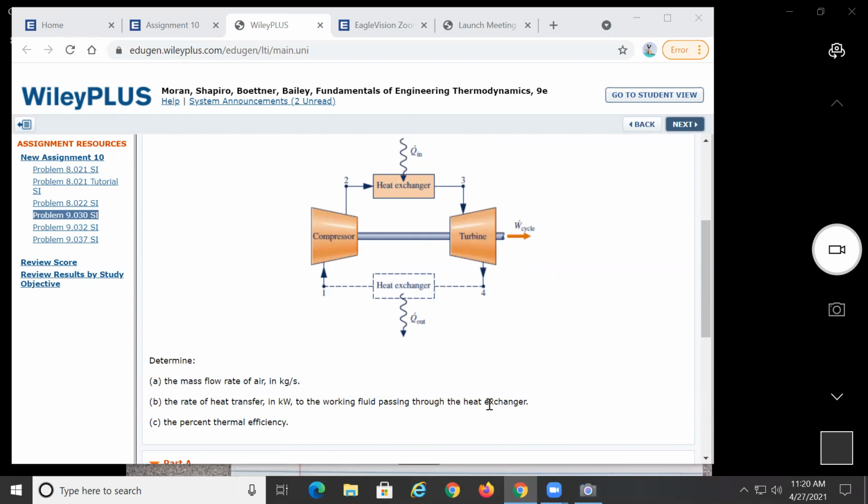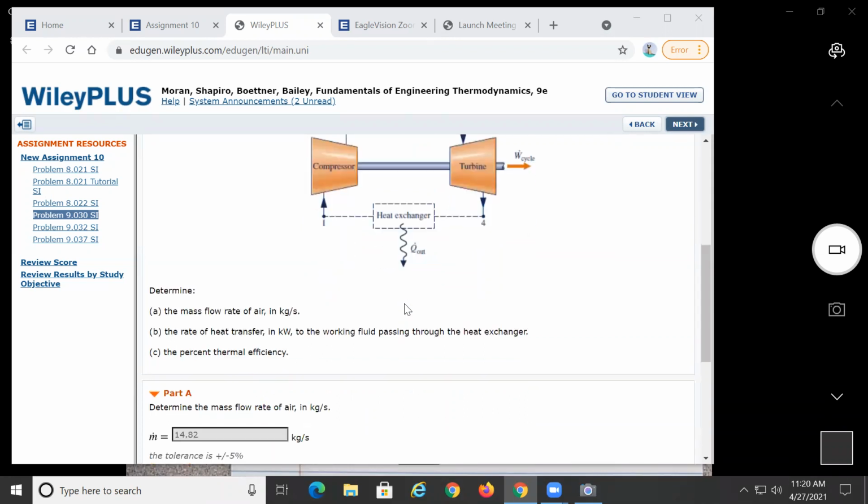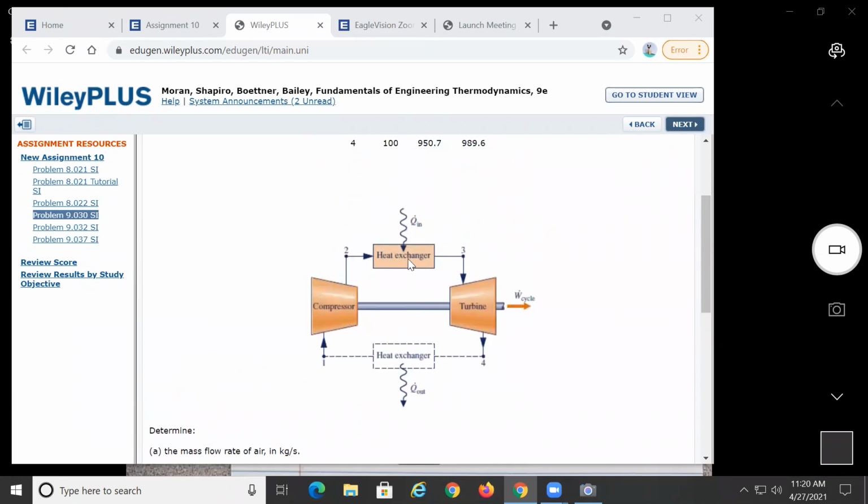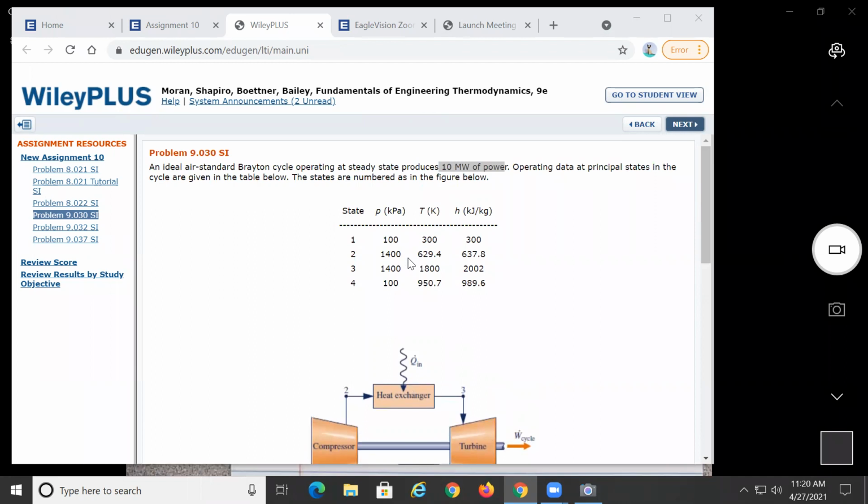So I guess it is the rate of heat transfer in kilowatts to the working fluid passing through the heat exchanger. I don't know if they want this one or this one. I don't know which one they want. The percentage of thermal efficiency. Oh, the top one. The top one. Okay, we'll figure it out. Anyway, let's do the figure and we take it from there.